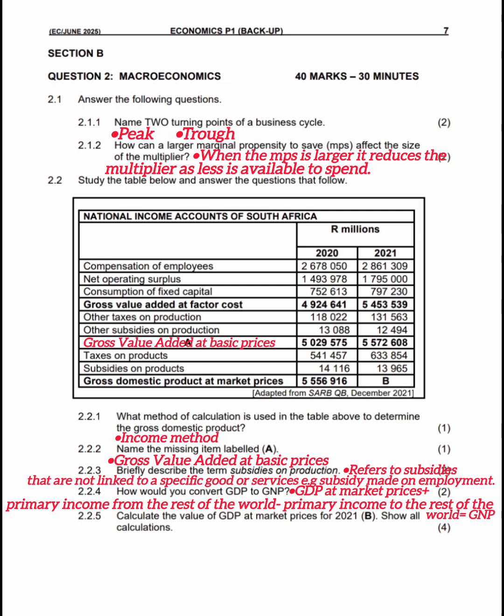So you could just start by calculating your 2020 and see if plus taxes minus subsidies can be equal to that 5 million, right? Then you're going to go to your 2021 and then calculate 5,572,608 plus 633,854 minus 13,965, and then we are going to get 6,192,497, right? Then that is our answer.